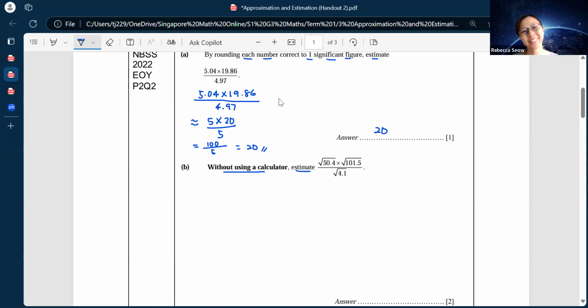So how is that possible? Well, in order to estimate, we need to look into each of the values here within the square root. There are 3 square roots. Wow. Okay, so in order to estimate the value of the square roots, let me copy down the question first. We need to ensure that each of these values within the square root sign are square numbers. Then we can square root it without using a calculator.